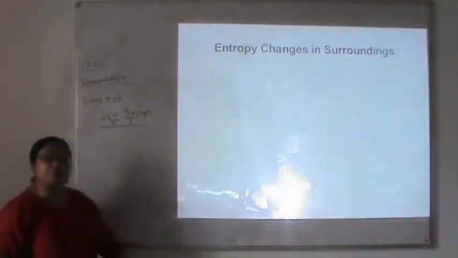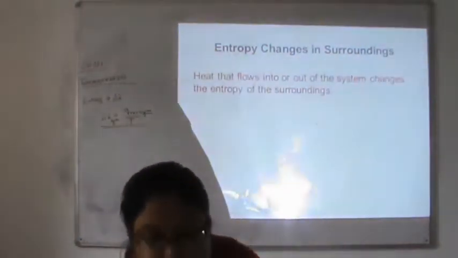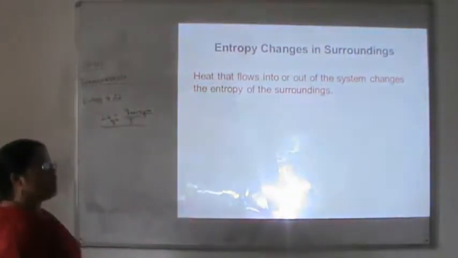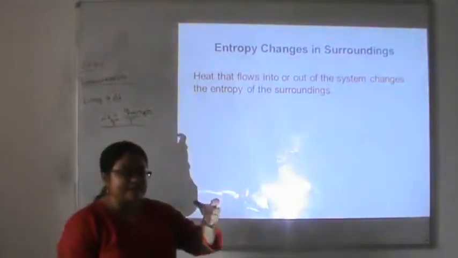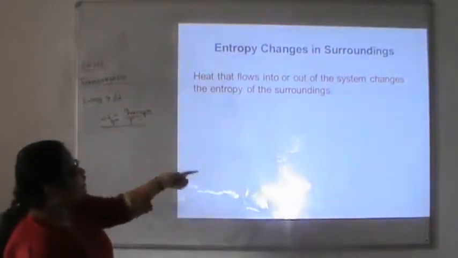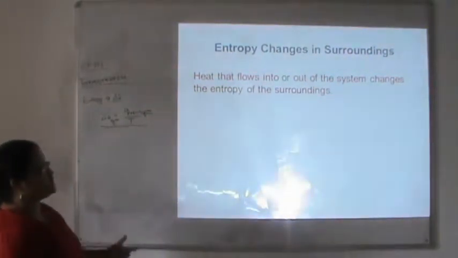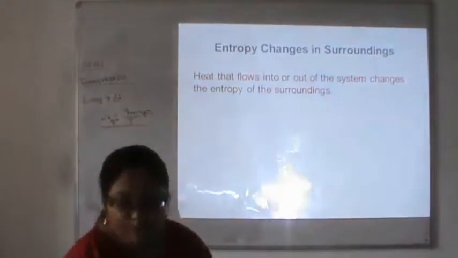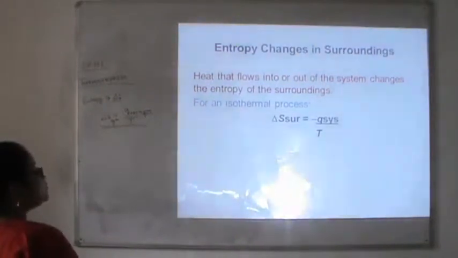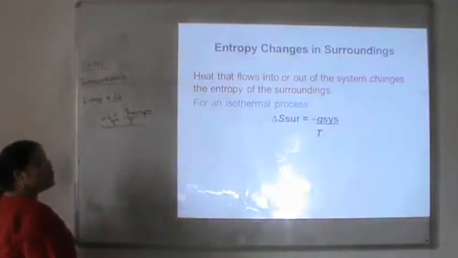Q means heat absorbed by the system. But what is the entropy change in surroundings? Heat that flows out of the system changes the entropy of surroundings. We know that the heat that flows into the system and the heat that flows out of the system are actually reverse. So heat that flows into or out of the system changes the entropy of surroundings. So we can express that for an isothermal process, entropy of surroundings is equal to minus Q system by T.